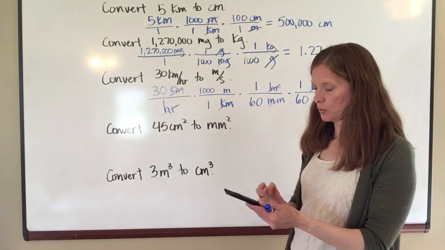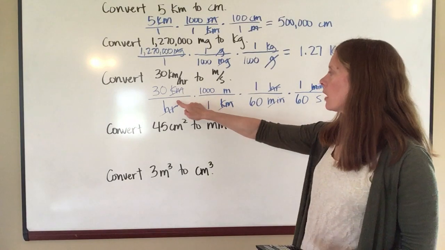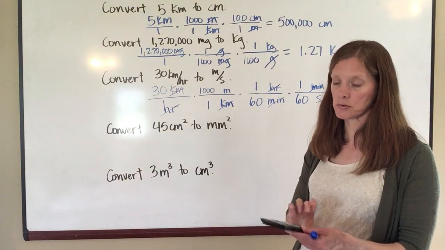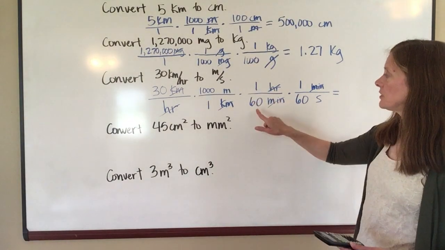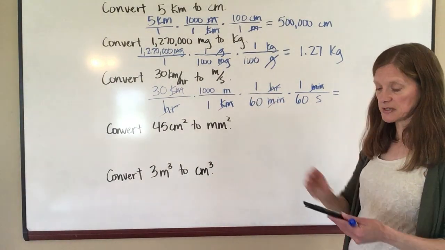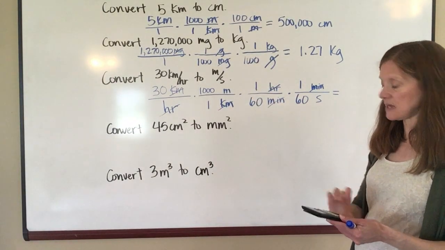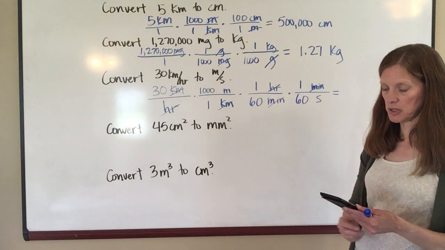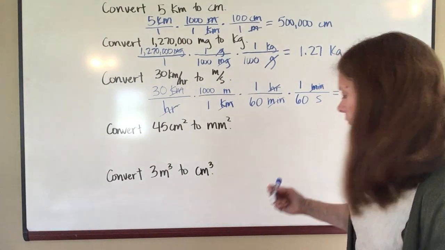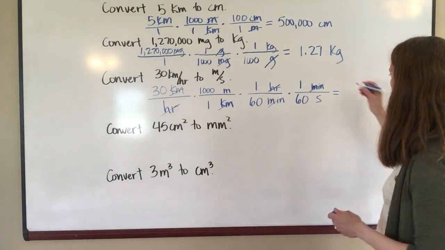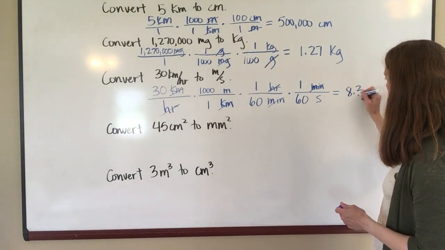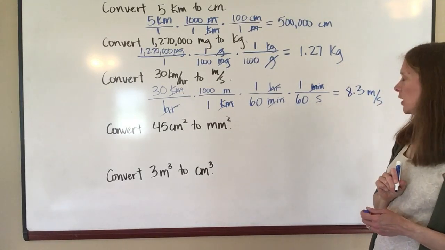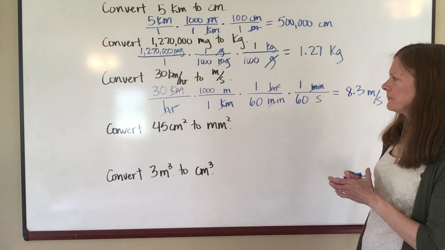So I'm going to start with 30. I'm going to multiply it by 1,000 because that's on the top, so times 1,000. Then I'm going to divide by 60 because that's on the bottom, and then divide it again by 60. And that gives me an answer of 8.3 meters per second. Okay? All right.